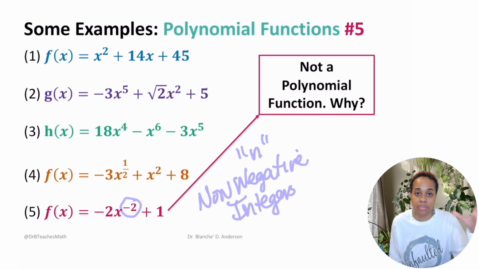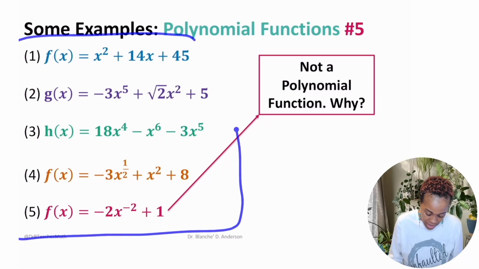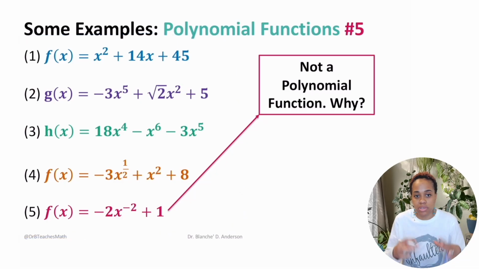The powers on the variables need to be non-negative integers. Easy peasy. Okay, so this is what they look like. And what I'm going to do is go through and say, okay, how do they look? How do you do the graph? What's the end behavior? All of that, and it's totally going to make sense. So let's keep going.